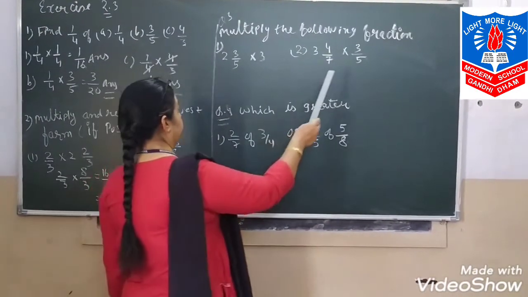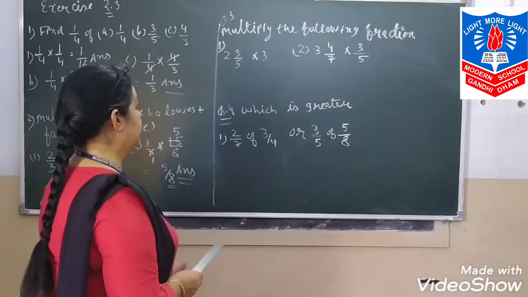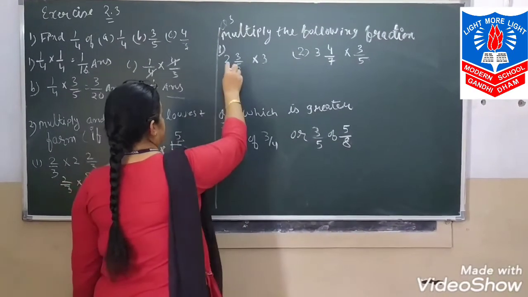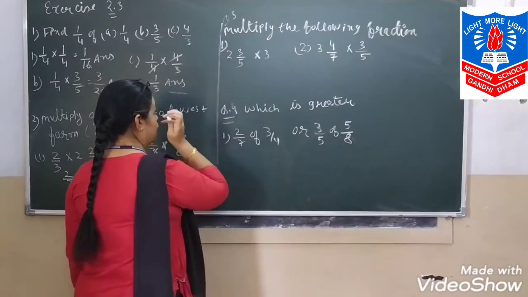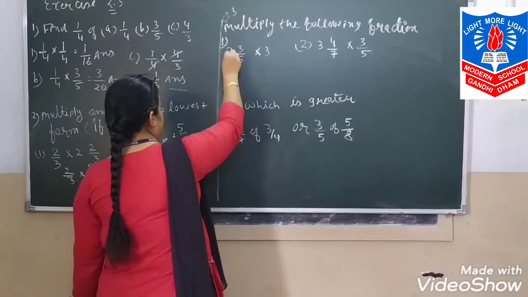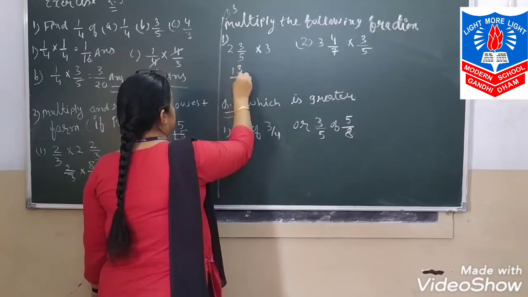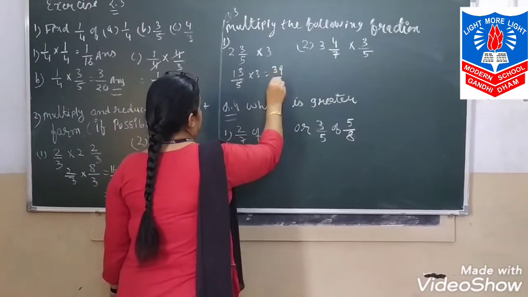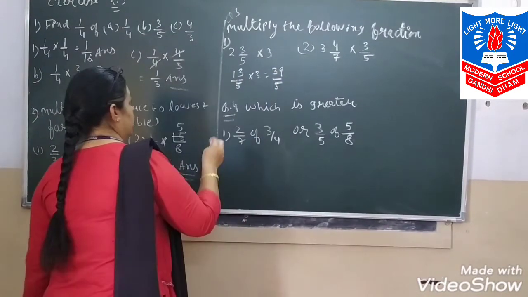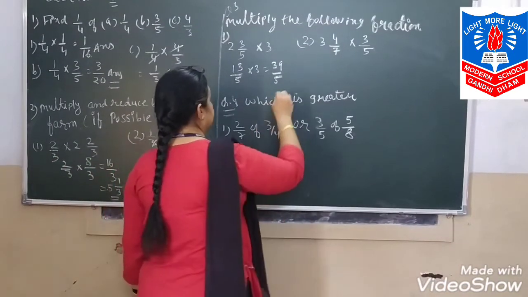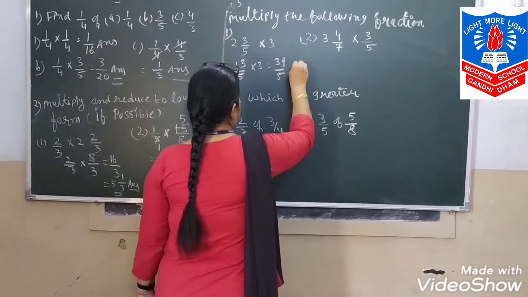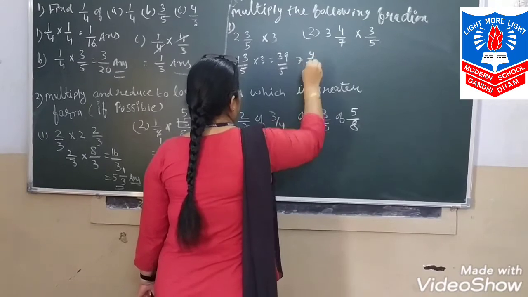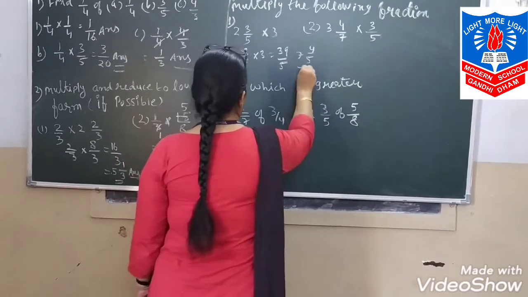Multiply the following fractions. Simple. Here a mixed fraction is given, so first we change to a simple fraction. 5 2s are 10, 10 plus 3, 13 by 5 into 3 is equal to 39 by 5. So we change into a mixed fraction. 7 integer 4 by 5 is your answer.